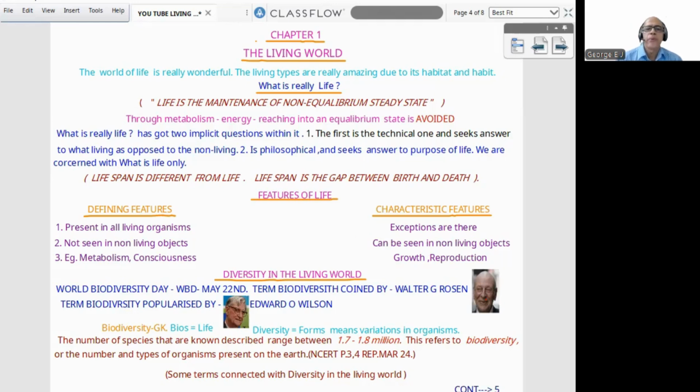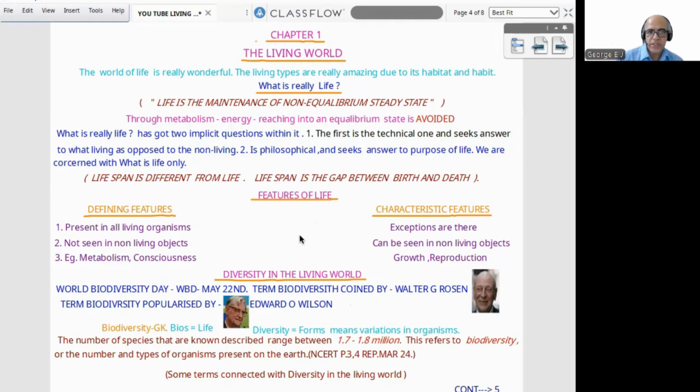Now we can proceed to diversity in the living world. There are one or two data I have given. World Biodiversity Day, WBD, is May 22nd. The term biodiversity was coined by W.G. Rosen.